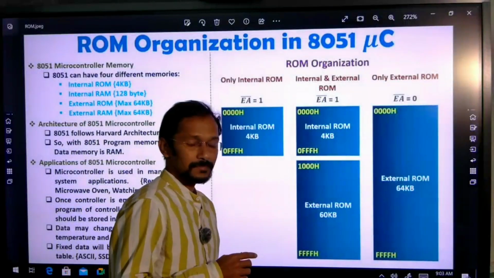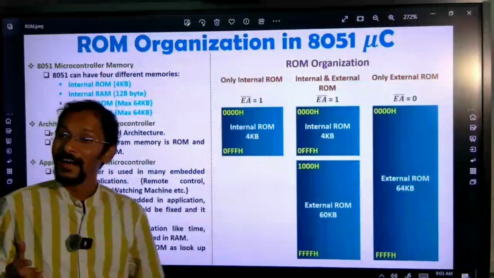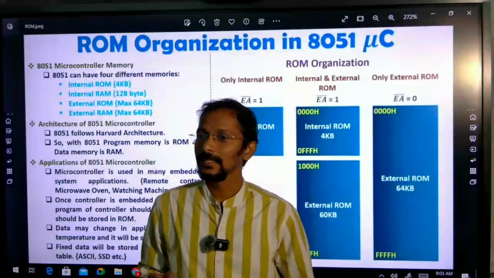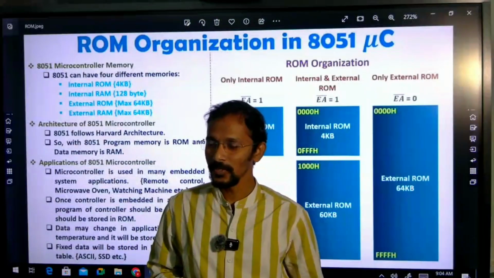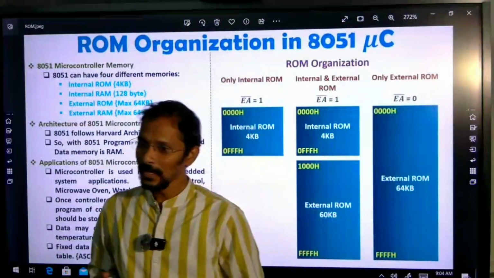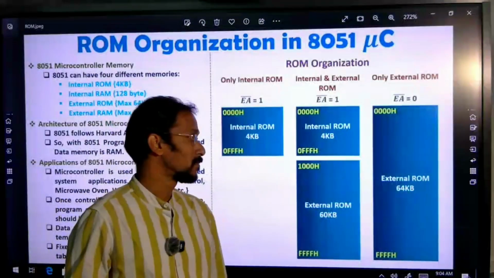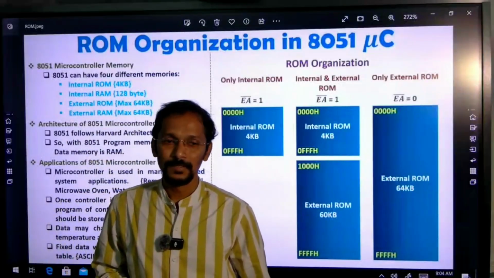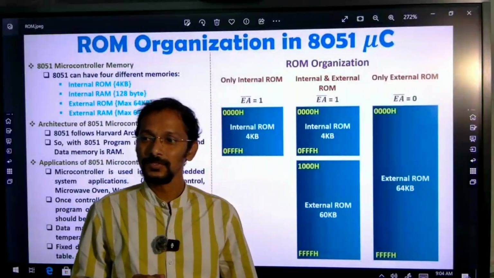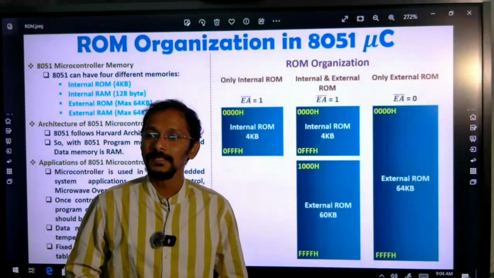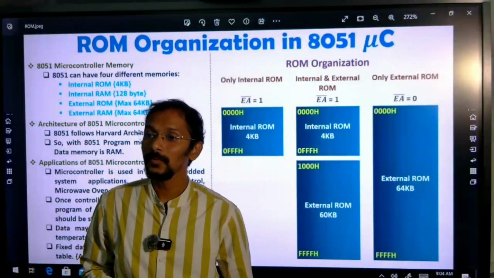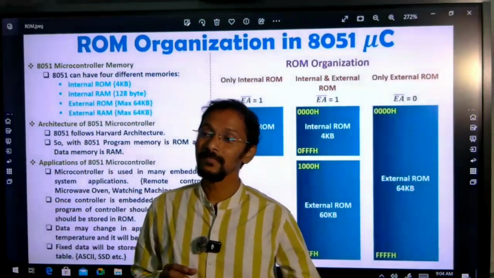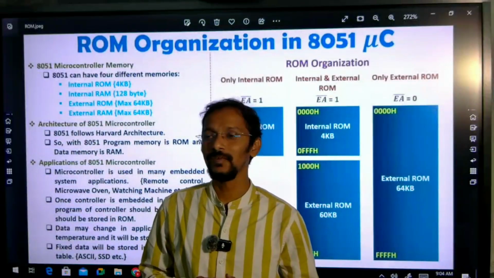Then it has 5 interrupts, out of which 3 are internal interrupts, that is the software interrupts, and 2 are hardware interrupts, or we can say the external interrupts. Also there is a serial communication port, which is used for communication purposes. Then there are 4 ports which can communicate with the external devices or external world.